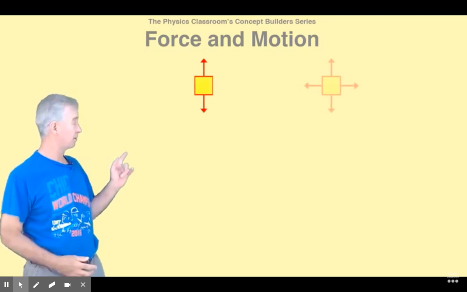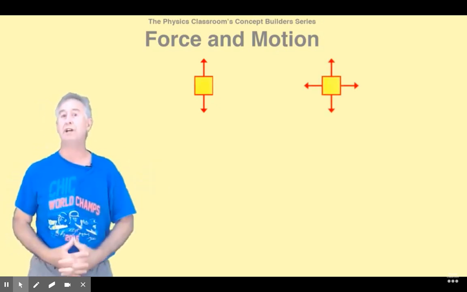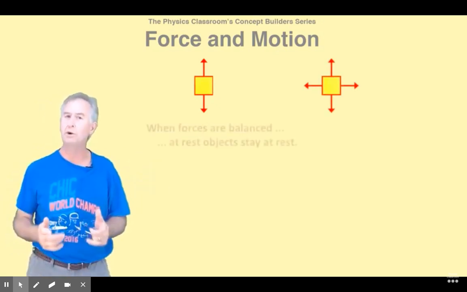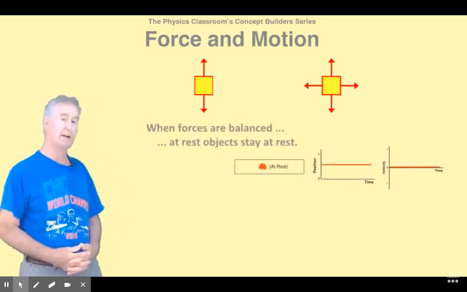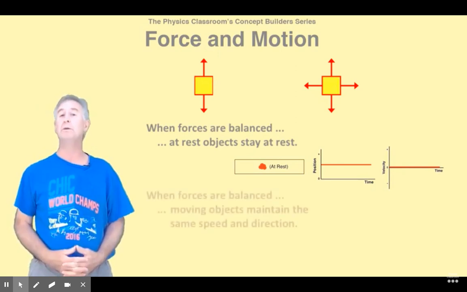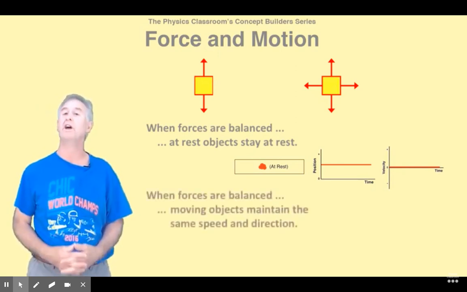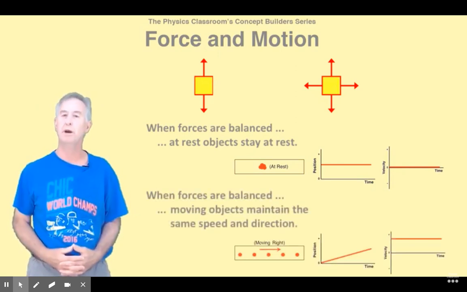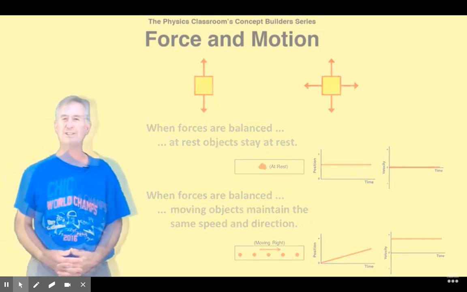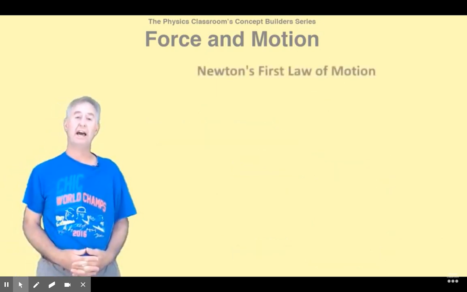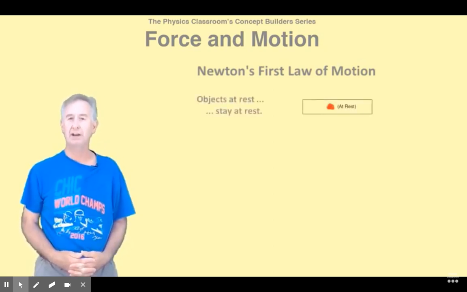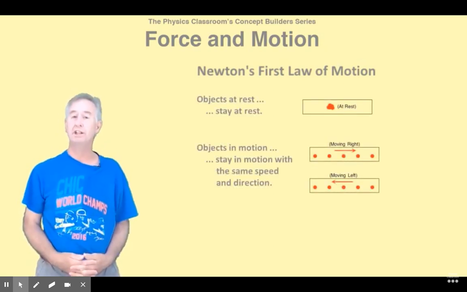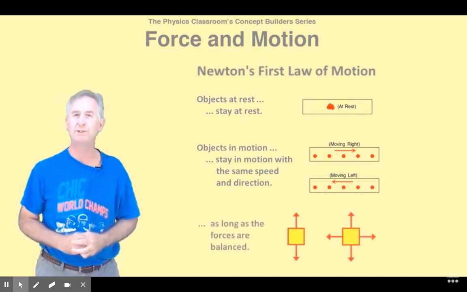When you see this or that, you know the object has a constant velocity. It could be at rest and staying at rest, as represented by these kinematic representations, or it could be moving and continuing in motion with unchanging velocity, as represented by these representations. Without ever stating it, I've been describing Newton's first law of motion. Objects at rest stay at rest, and objects in motion continue in motion with the same speed and direction, provided all of the forces are balanced.